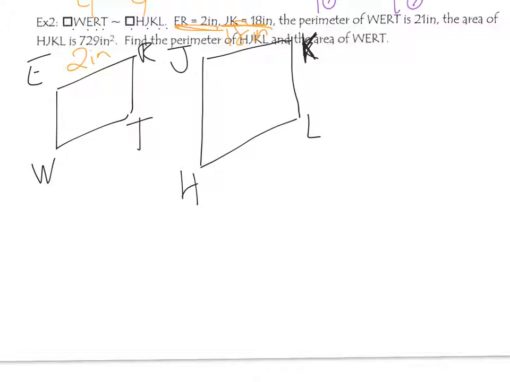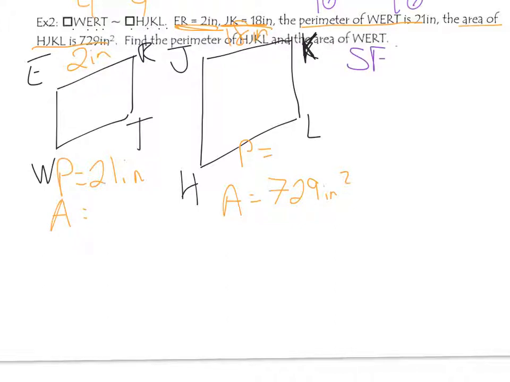Okay? They also told us that the perimeter of WERT, W-E-R-T, is 21 inches, and the area of HJLK, the area over here, is 729 inches squared. So we want to find the missing perimeter and the missing area. Okay, so how we're going to do that is the same exact deal. We're going to look for that scale factor.